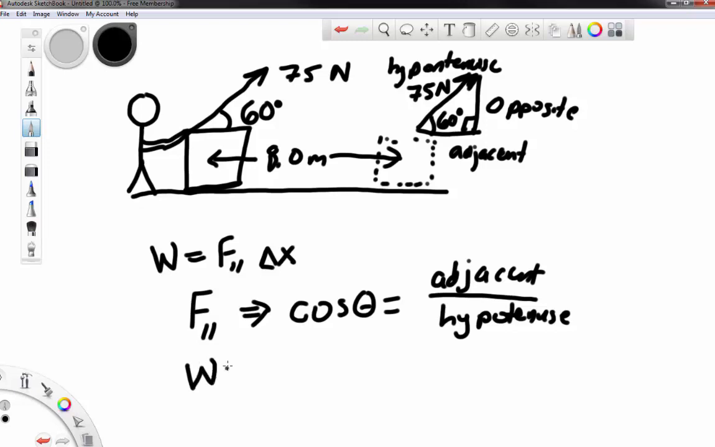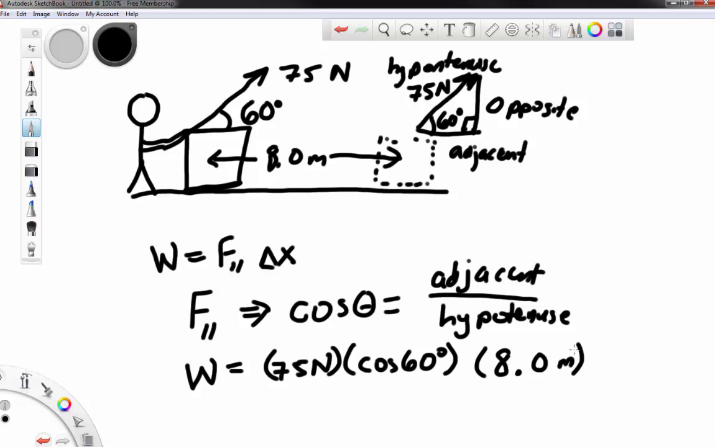So the work becomes 75 newtons times cosine of 60 degrees. This part right here basically comes from the fact that we're looking for the adjacent, and to get the adjacent you can multiply the hypotenuse times the cosine. Okay, and then we push it across 8 meters.